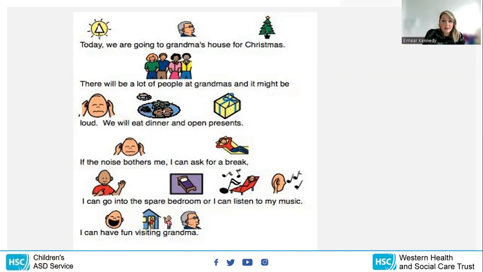If the noise bothers me, I can ask for a break. I can go to the spare bedroom or I can listen to my music. I can have a visit with Grandma. So what's good about this one is that it offers that little strategy. When that child or young person feels uncomfortable or overwhelmed, they know what they can do to give themselves a break.